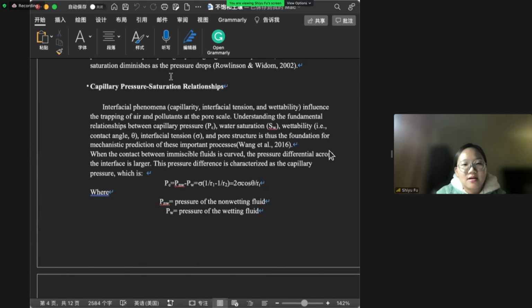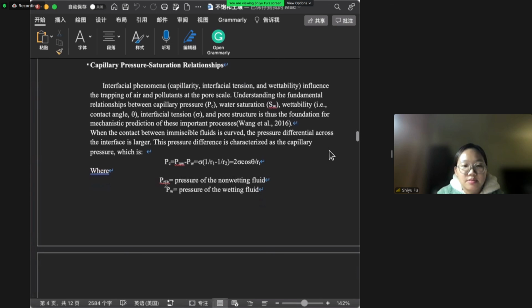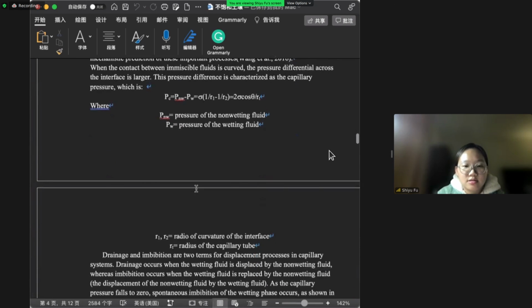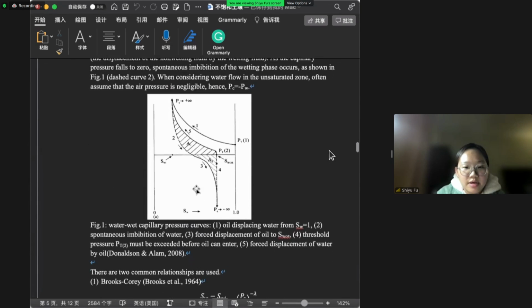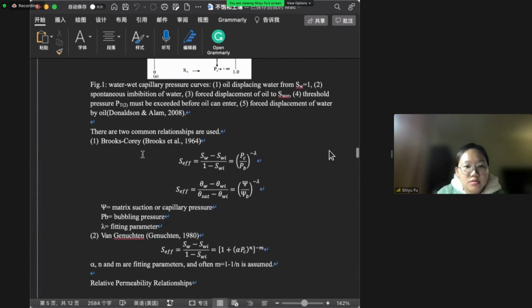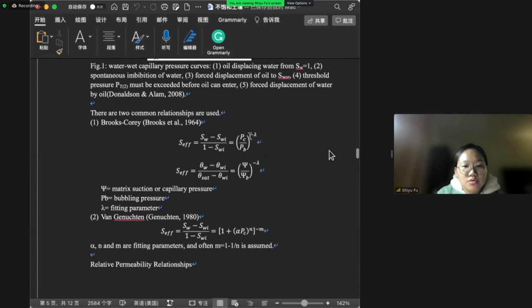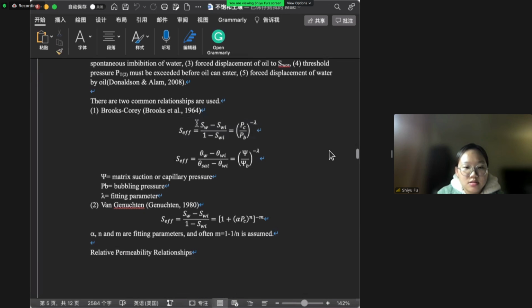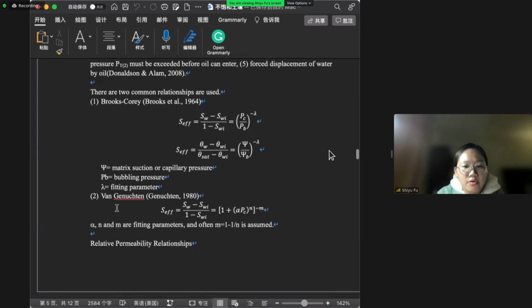About the saturation, first we care about the capillary pressure, and we have the equation like this. We have the non-wetting fluid and the wetting fluid in the unsaturated zone. And then we have two common relationship models like this. We have these two to describe it. I think you have mentioned this one before.